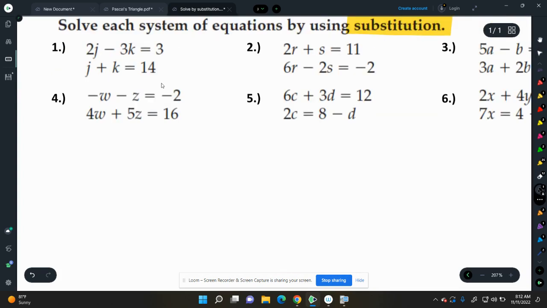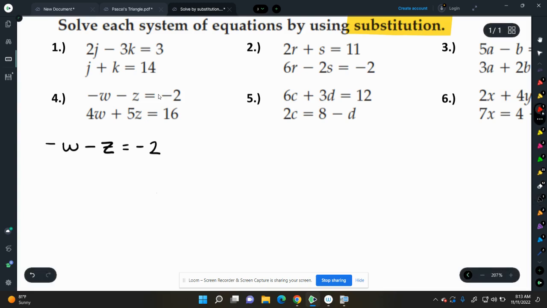Okay, let's do number 4. Looking at number 4, which equation is going to be easier to work with? The top one, right, because it doesn't have any coefficients in front of the variables. So we've got negative W minus Z equals negative 2. I put that little line through the Z so it doesn't look like a 2. Do you want to isolate the W or the Z? The Z. Doesn't matter. Do the Z.